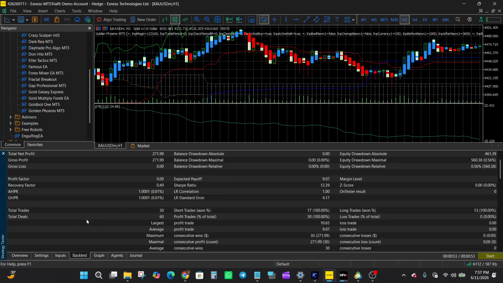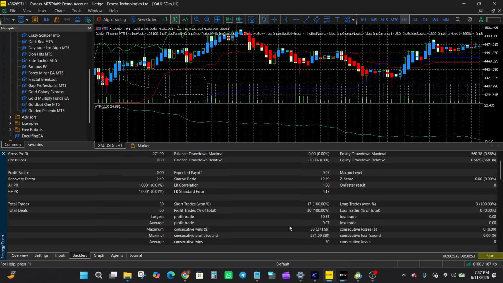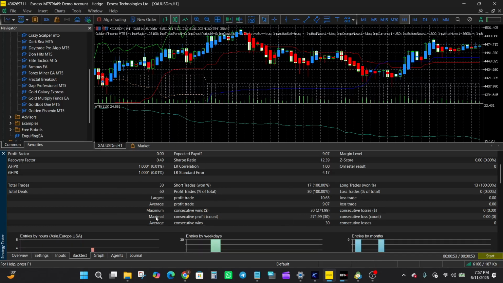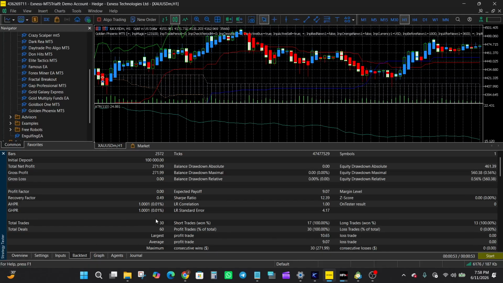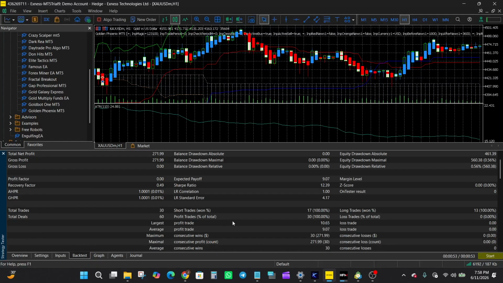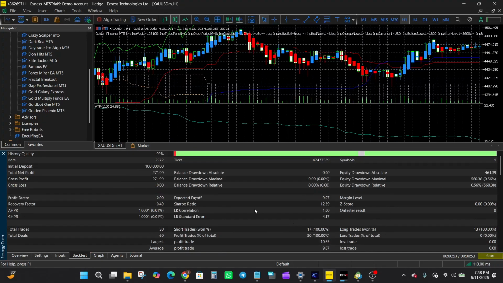Now, from an initial deposit of $100,000, we can see that the total net profit was 271.99, and 30 trades we are taking. Out of those 30 trades, all of them were profitable according to what we can see here. 100% win rate, and the largest profit was 10.65. The average profit was 9.07, and this just shows a level of profitability, right? But remember that past performance does not guarantee future results.